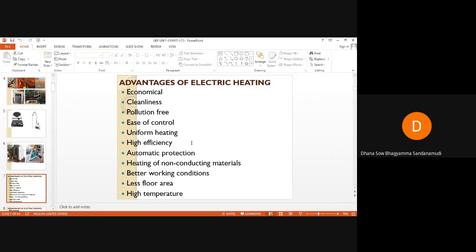So till it reaches its melting point, the temperature of that material can be increased by using electric heating, and we must make sure that at a certain temperature any material will get burned. So we can control the temperature, but we can raise it depending on the material which is to be heated, already knowing whether it can withstand the heat or not. So these are all the advantages of electric heating.